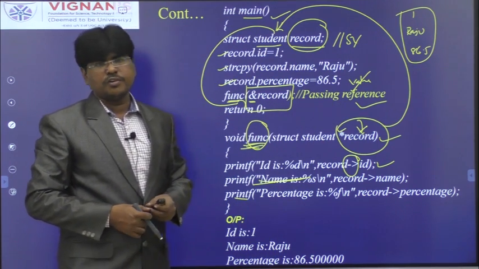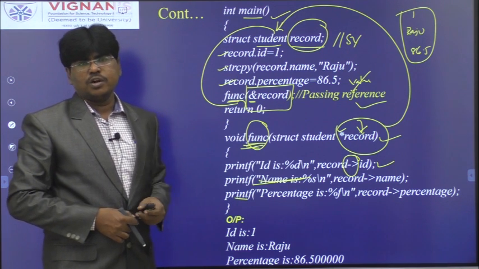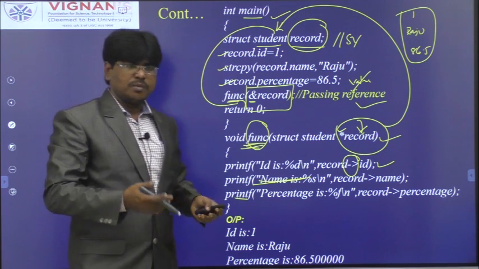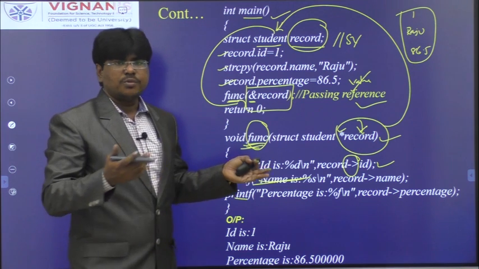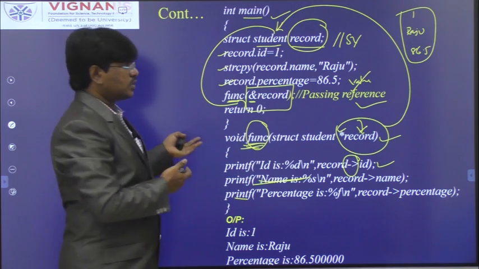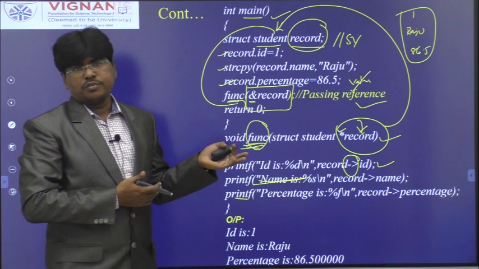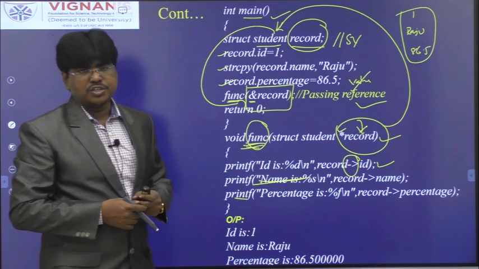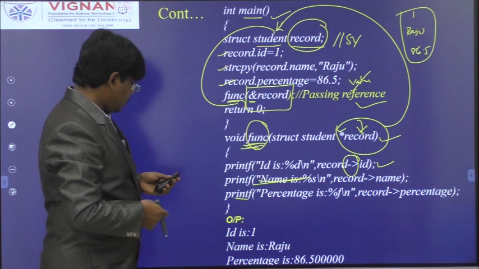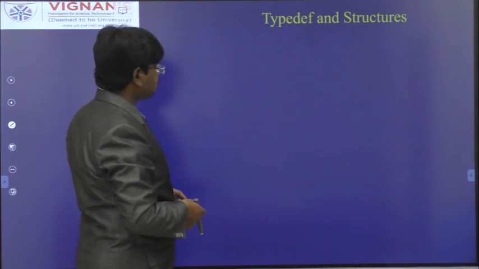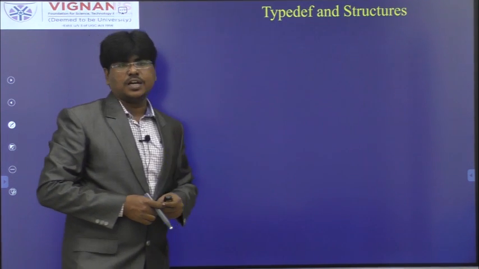Okay, same call by reference concept, same story that we have already discussed in the functions. That same story we are discussing here, but there we discussed it with variables, and here we are discussing it in the form of structures. That is the only differentiation, friends. So this is about the structure to functions relationship.